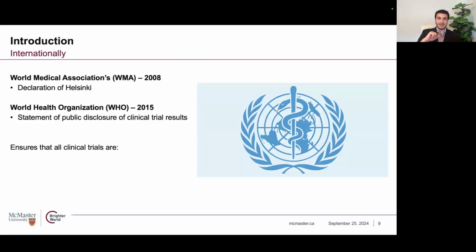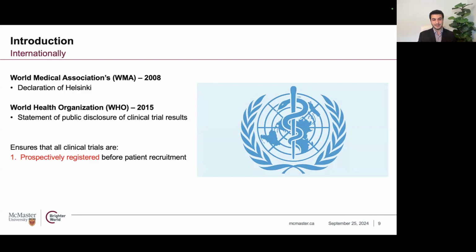So for our introduction, for those of you that may not be aware, the World Medical Association in 2008 released the Declaration of Helsinki, and the World Health Organization in 2015 updated their statement on public disclosure of clinical trial results. That is essentially a global attempt to limit publication bias and to ensure that all clinical trials are prospectively registered before patient recruitment. Essentially, what that implies is that before you start recruiting patients and providing them with a certain intervention, you must register in a public registry, in order for the public or anyone to hold you accountable.